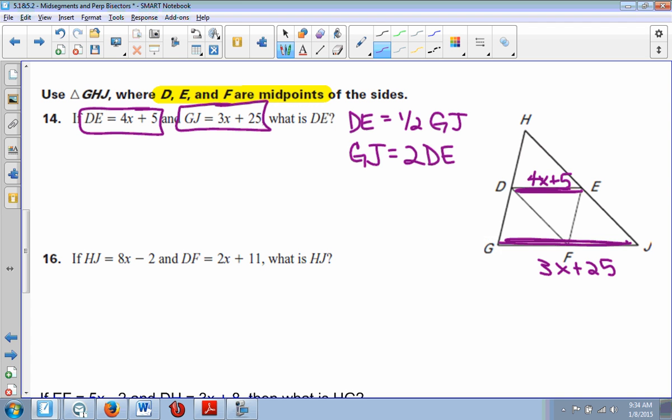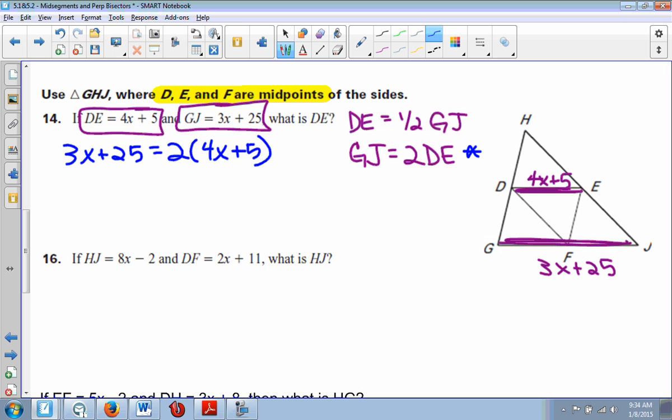So the first thing I'm going to do is which one is easier. I would say this one because it doesn't deal with a fraction. So I'm just going to set up an equation that says exactly that. GJ, 3x plus 25, is exactly double of 4x plus 5.